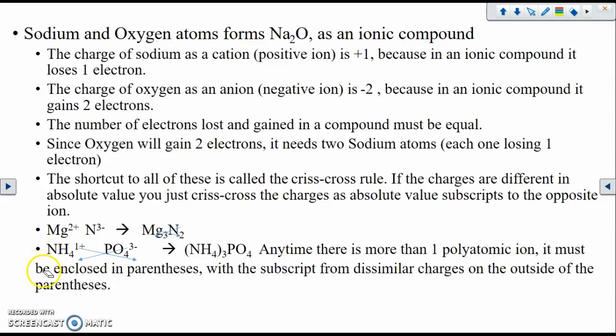What happens when you have polyatomic ions? Here you have ammonium with a +1 charge, and you have phosphate with a -3 charge. Well, this 3 goes here and this 1 goes there, and we never write 1 down. Do not write the 3 down without enclosing the polyatomic ion in parentheses. Anytime there's more than 1 polyatomic ion, it has to be in parentheses. So again, very important: the crisscross rule, to make sure that the numbers of electrons lost and gained are equal.